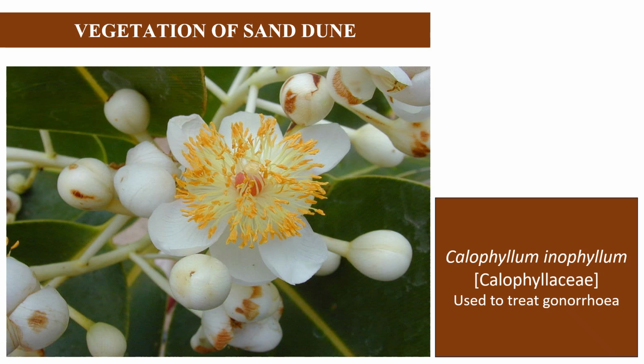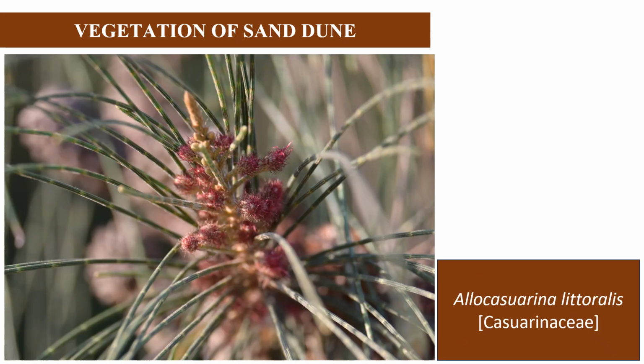So the next plant is Calophyllum inophyllum from the family Calophyllaceae. Again, this is a tree species that you will find in sand dune as well as nearby coastal regions. The plant is again used for the treatment of gonorrhea. The next plant is Casuarina littoralis from the family Casuarinaceae.